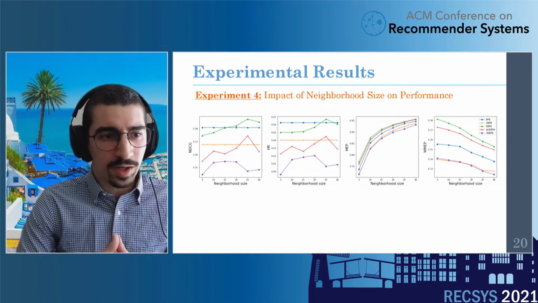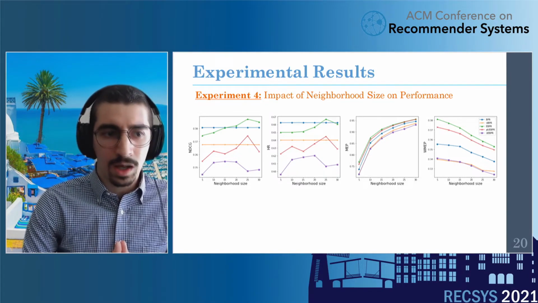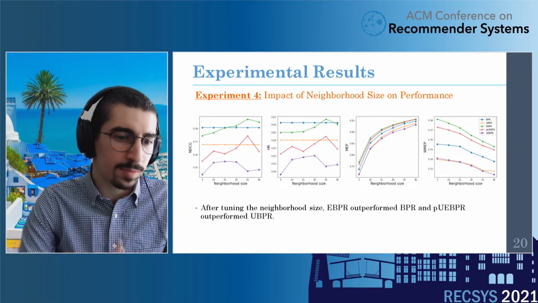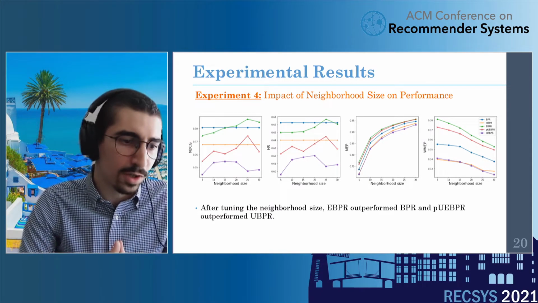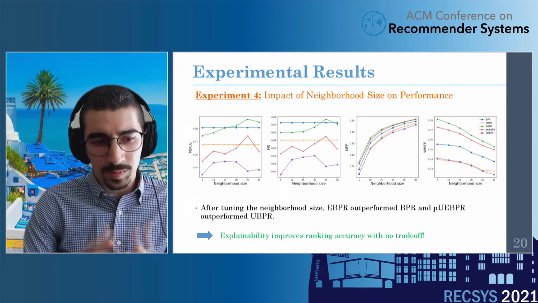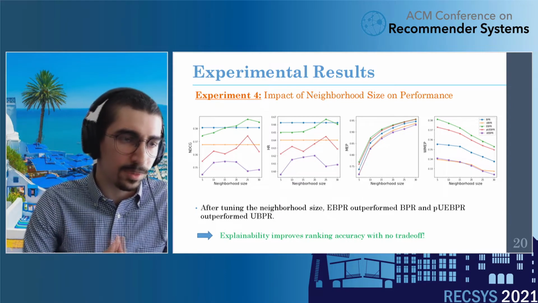In this fourth experiment, we aim to assess the impact of the neighborhood size on the performance. And the key thing to note is that after tuning the neighborhood size, the explainable models outperformed their non-explainable counterparts. And hence, the explainability seems to be improving the ranking performance or ranking accuracy with no trade-off.